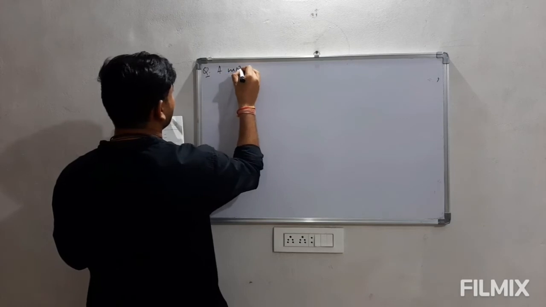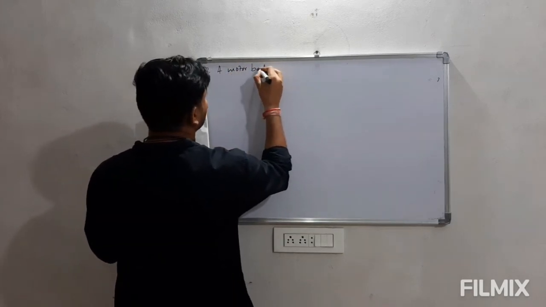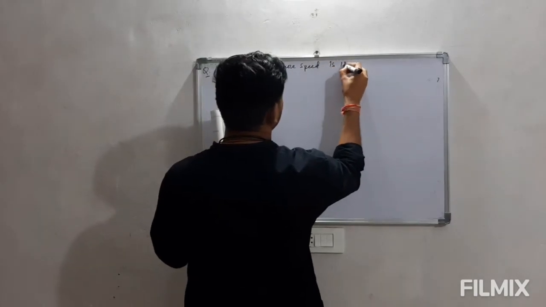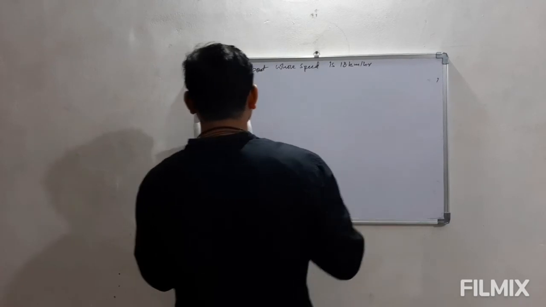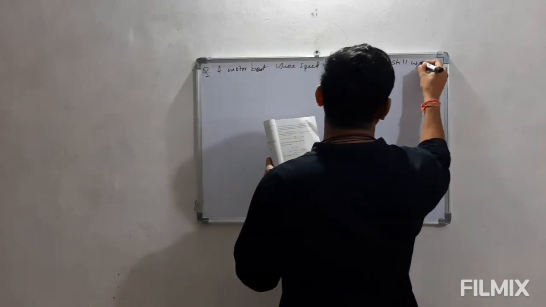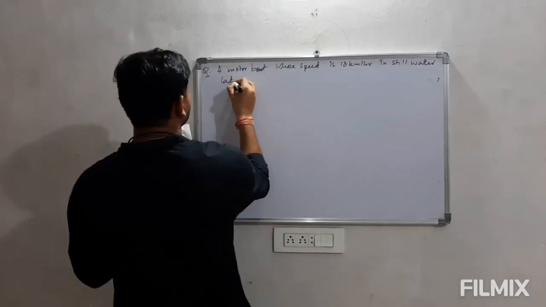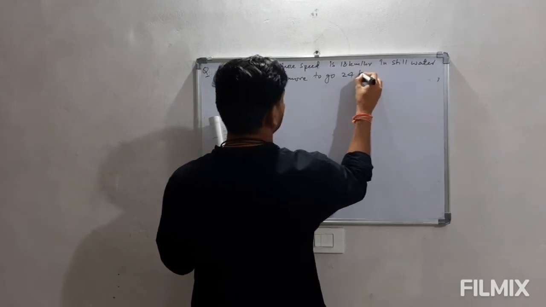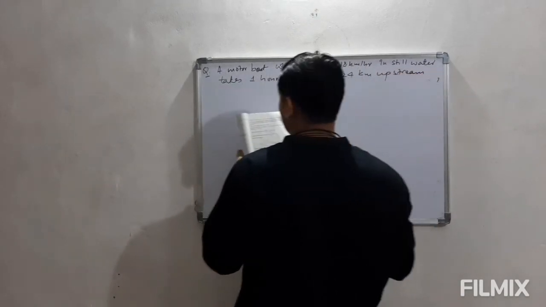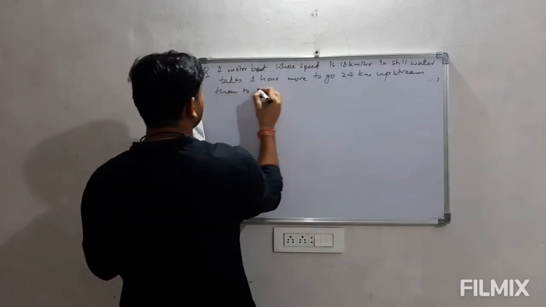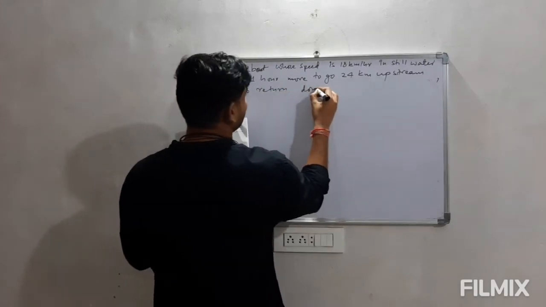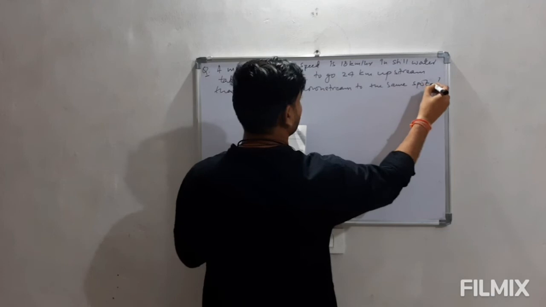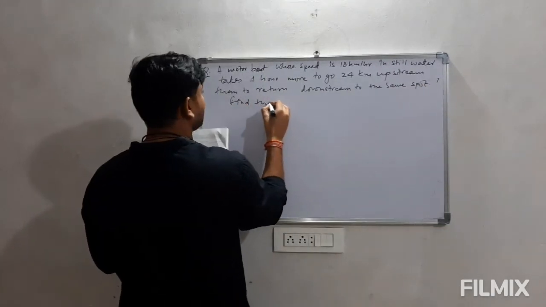The question is, a motorboat whose speed is 18 km per hour in still water takes 1 hour more to go 24 km upstream than to return downstream to the same spot. Find the speed of the stream.